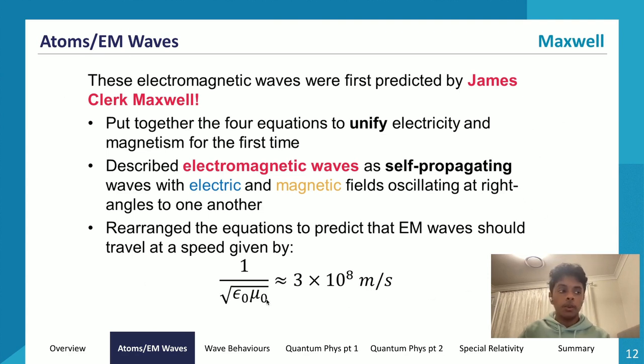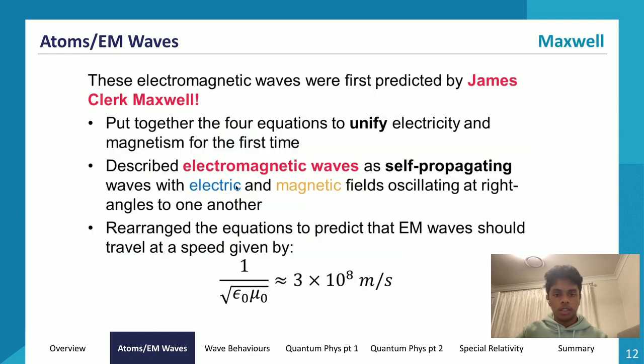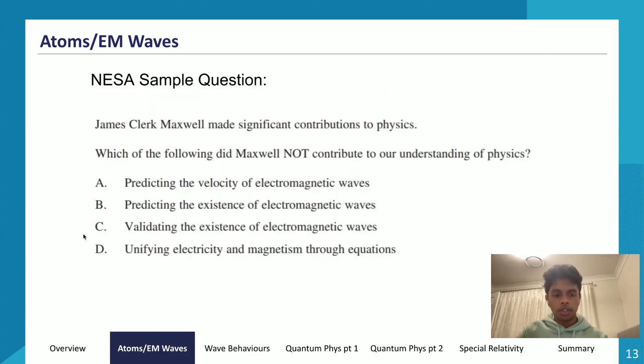And so with that, we segue very nicely into our first question, which is a Nessel sample question. James Clerk Maxwell made significant contributions to physics. Which of the following did Maxwell not contribute to our understanding of physics? So let's go through all these options. Option A, predicting the velocity of electromagnetic waves; B, predicting the existence of electromagnetic waves; C, validating the existence of electromagnetic waves; and D, unifying electricity and magnetism through equations. So let's go from A, B, C, D. Let's go through option A. Did he predict the velocity of electromagnetic waves?